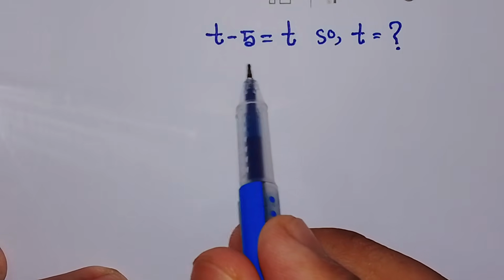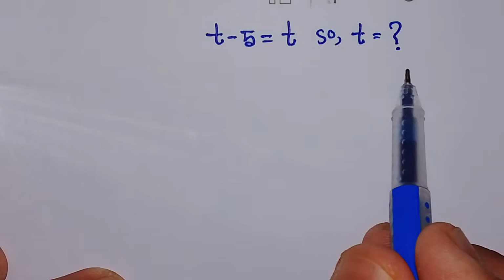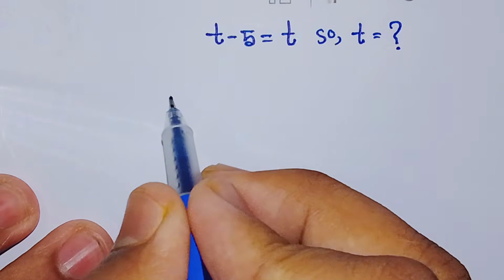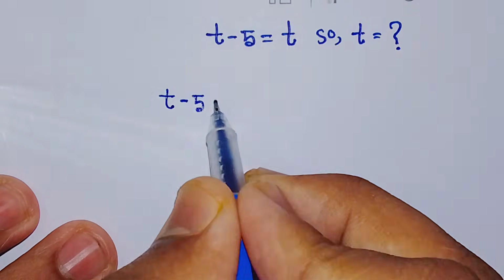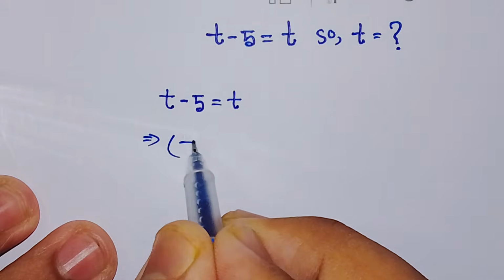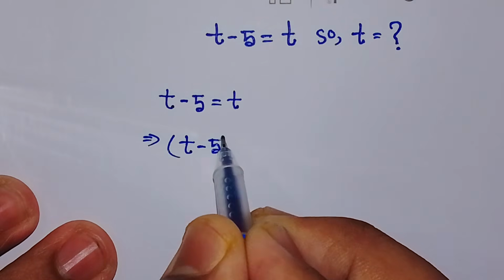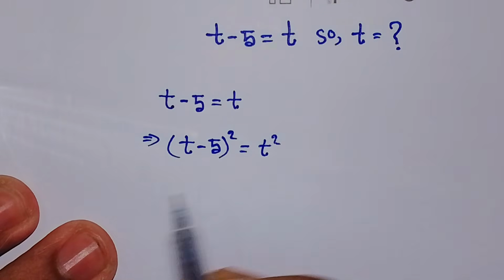The question is t minus 5 equal t. So what is the value of t? So we can try t minus 5 equal t. Now bracket t minus 5 whole square equal t square.